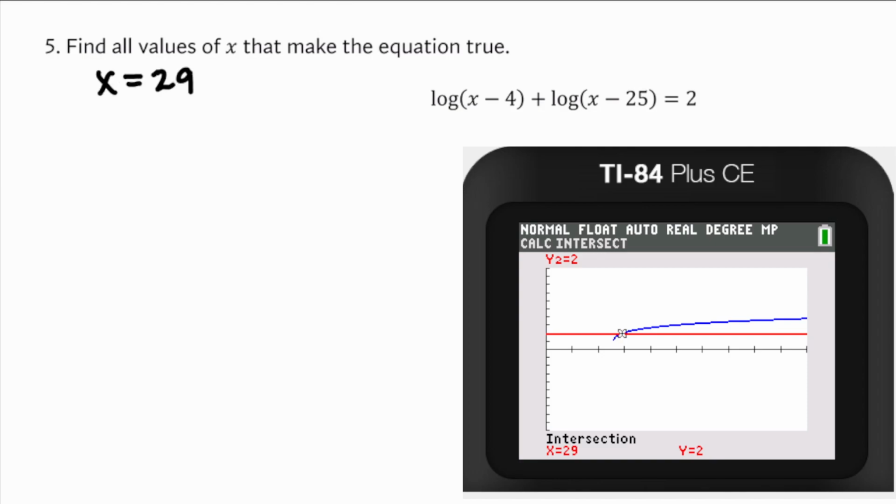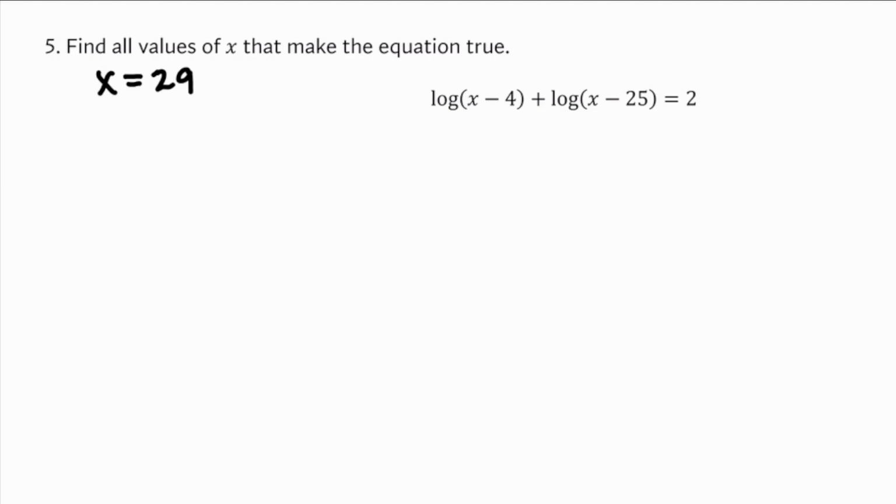Now, I'm going to show you how to solve this without a calculator, but I'll also show you that this is a little bit treacherous and that there are ways you can be led astray. We're going to use a log property: if we have two logs added together, I can multiply their arguments. So I've got log base 10 of x minus 4 times x minus 25, and I'm going to multiply those right now. I'm going to do FOIL. So x squared minus 4x minus 25x plus 100, because negative 4 times negative 25 is positive 100. And that's going to equal 2.